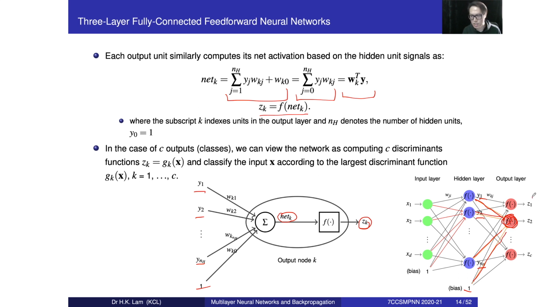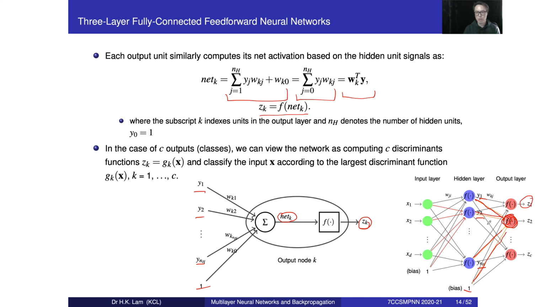So anyway, we have these two sets of equations to govern the outputs z1 up to zc. That means when you have x1 to xd, present that into this neural network, you can compute y1 up to ynh. Once you know wkj, you can find out what value of zk is. So we feed in the samples x1 to xd and then compute z1 to zc.